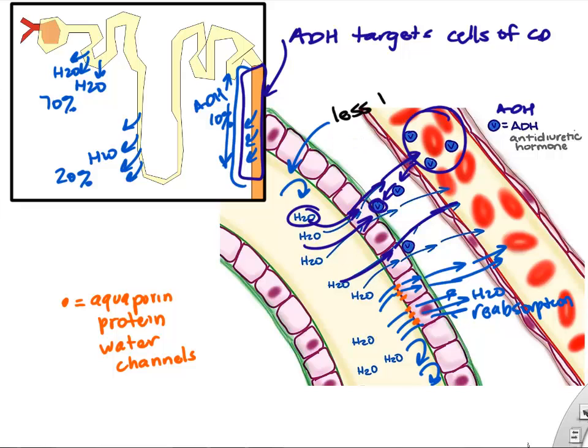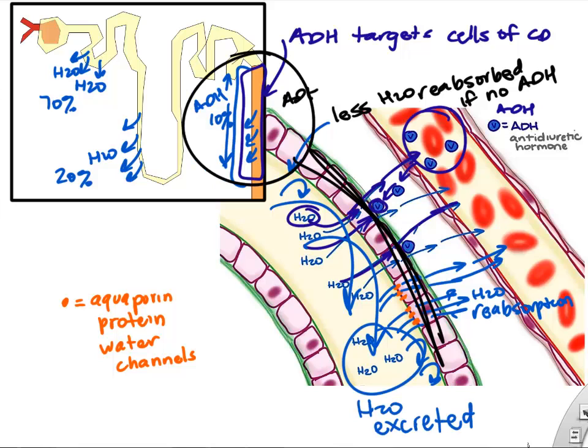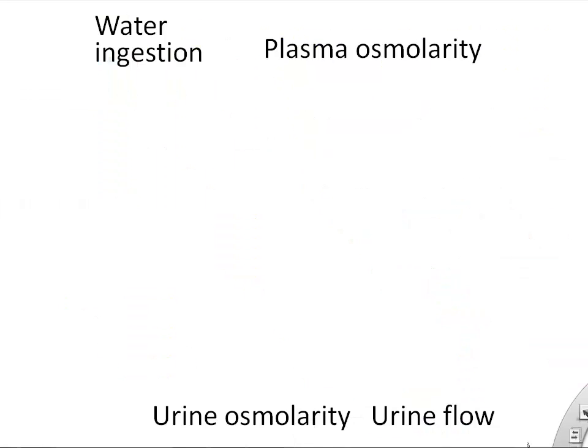If there's not much ADH around, then you won't reabsorb much water, and the water will pass out into your urine to be excreted. So again, the osmolarity in the body affects your ADH levels, affecting the collecting duct.